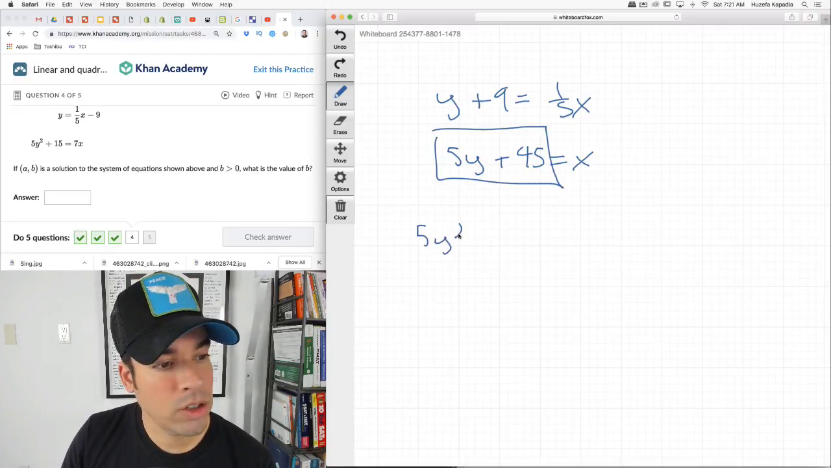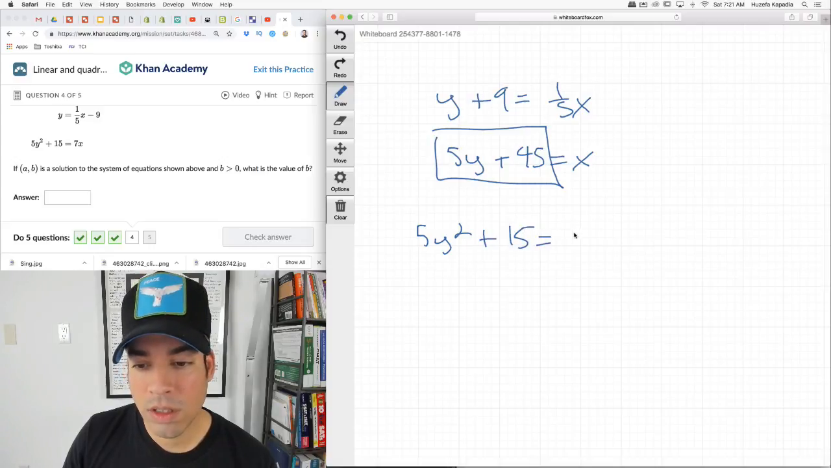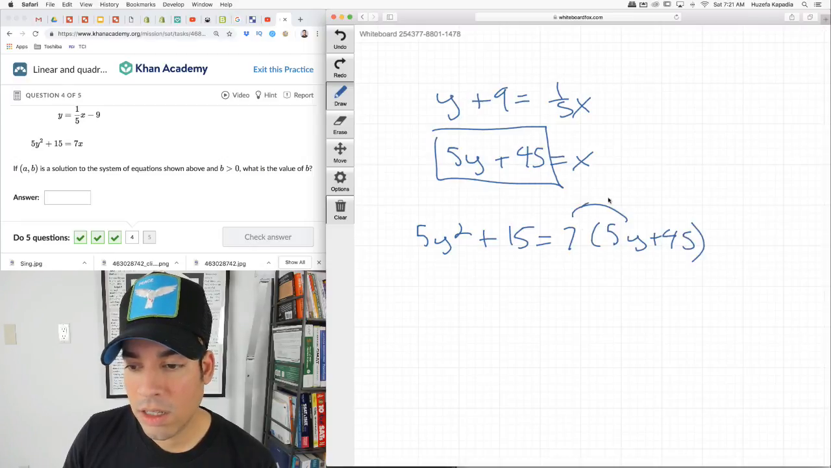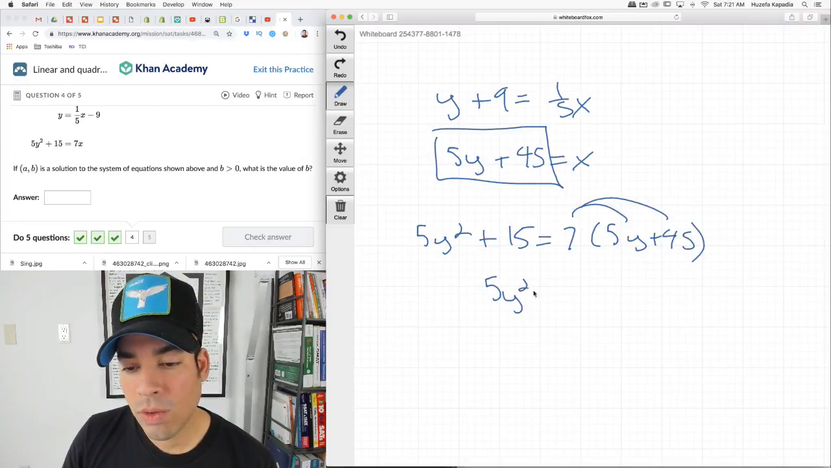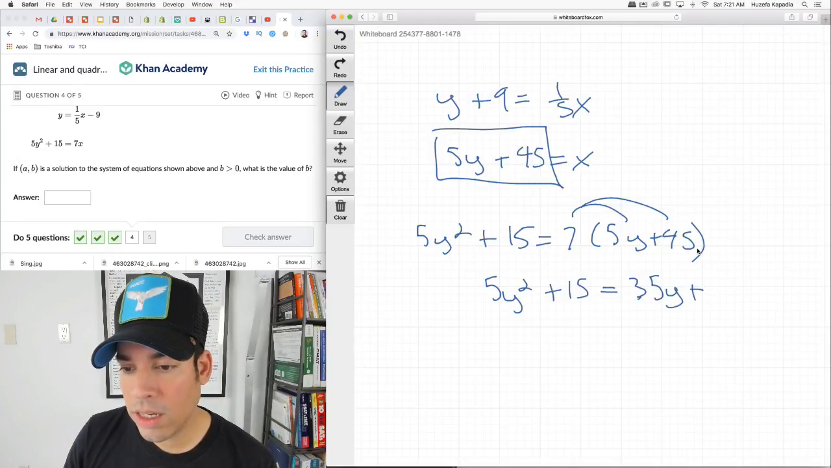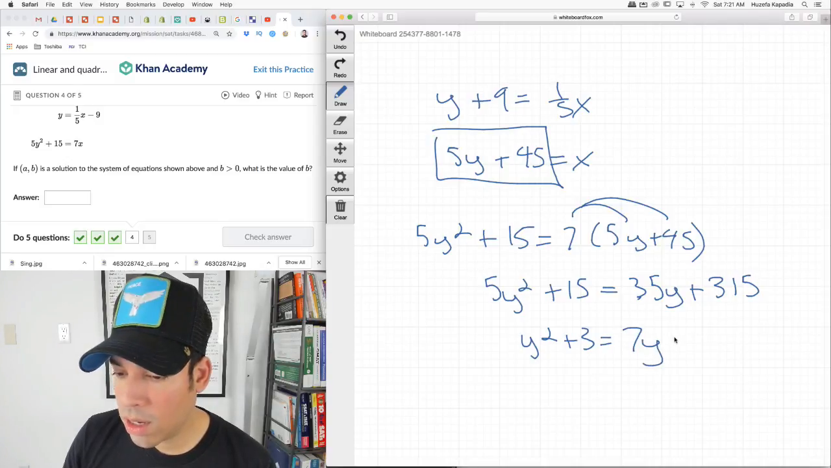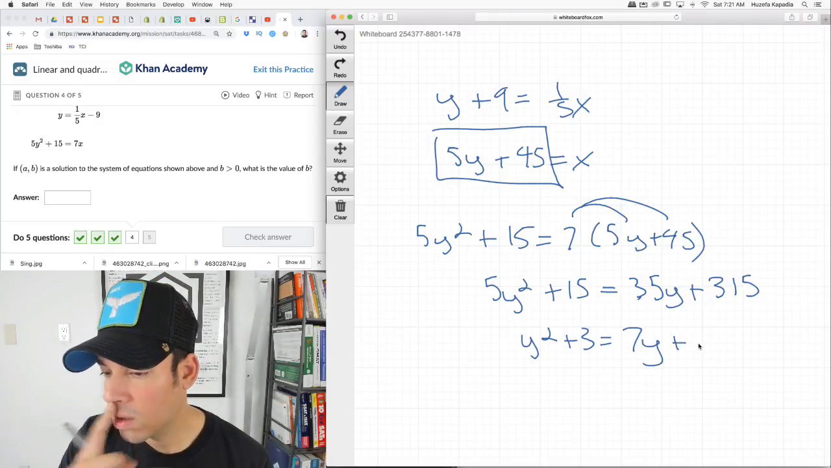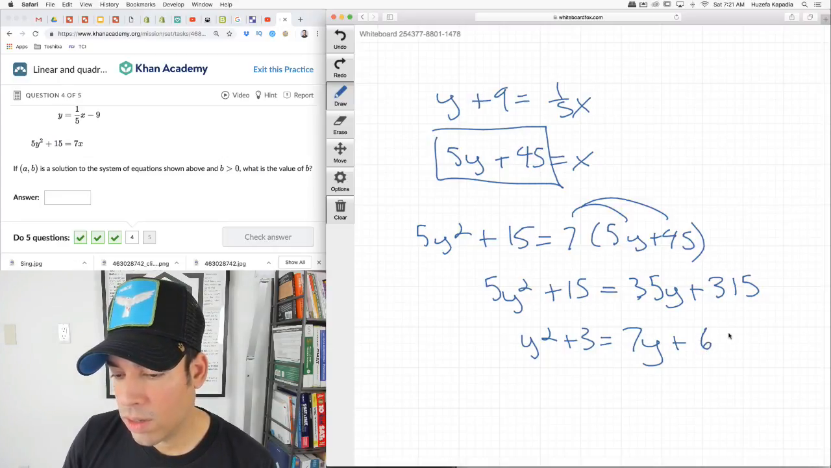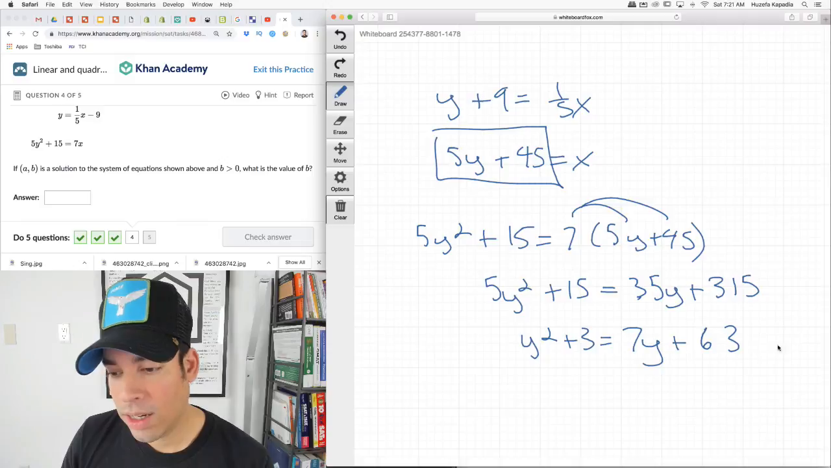So now it's 5y squared plus 15 equals 7 times 5y plus 45. See how I just plug that in? I can kind of distribute this guy. 5y squared plus 15 equals 35y plus 280 plus 35 is 315, right? Yeah. And then divide everything by 5 because I see everything's divisible by 5 here. So we have y squared plus 3 equals 7y plus 63, right? Yeah. Okay, now let's isolate everything.